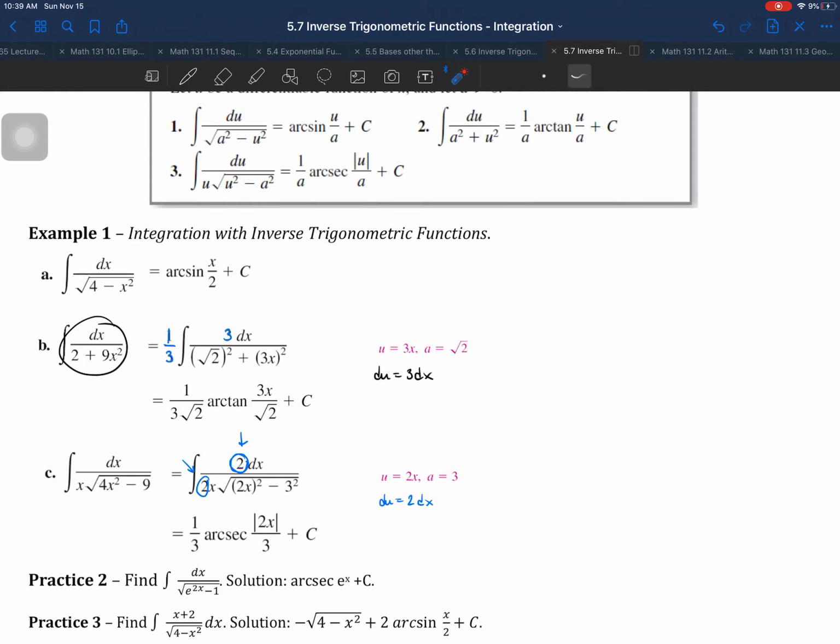We can even maybe rewrite this to help us visualize it. We're going to rewrite it as du on top, u on the bottom, and then u squared minus 3 squared. This will equal, according to the rule, 1 over a. So a is 3, so it'll be 1 over a times arc secant of the absolute value of your u, which is 2x, all over a, which is 3, plus c.